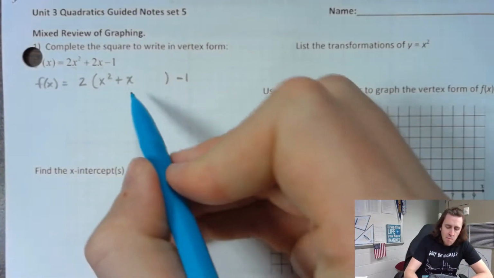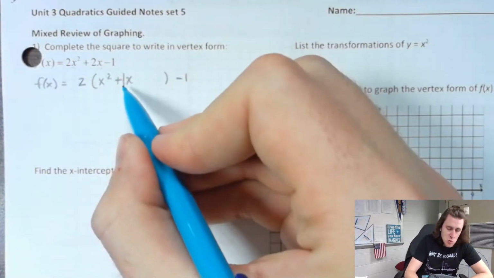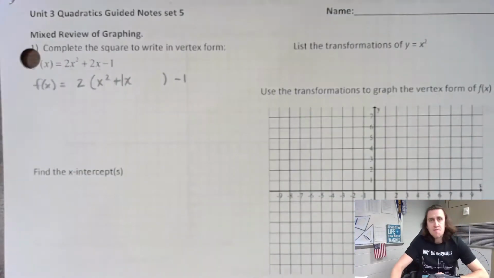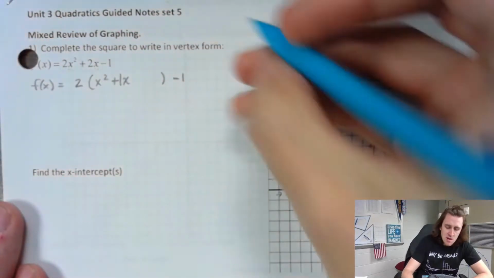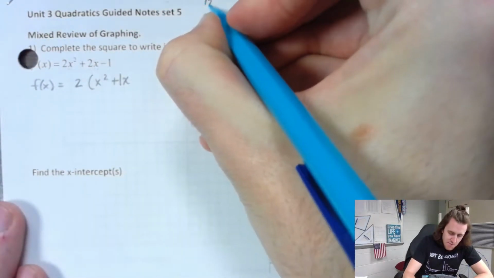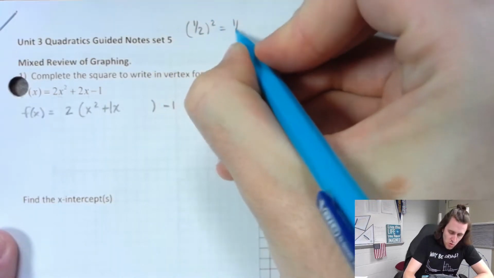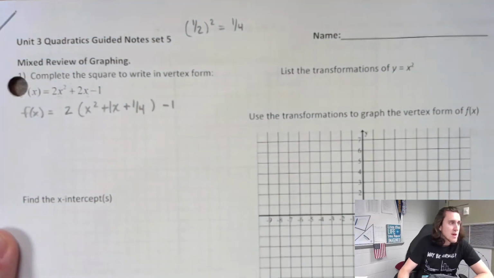Alright? Then we're going to look at our middle term, the number part. So the number here is a 1. I don't really write it, but we're going to take that number and cut it in half and square it. So we take half of 1 and square it. Half of 1 is a half, and when we square that, we get 1/4. So we're going to put plus 1/4 here.